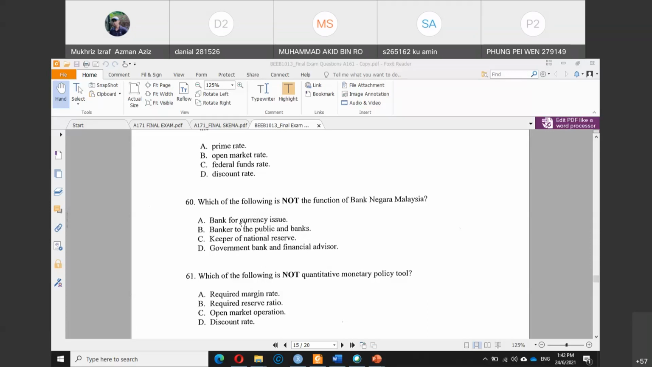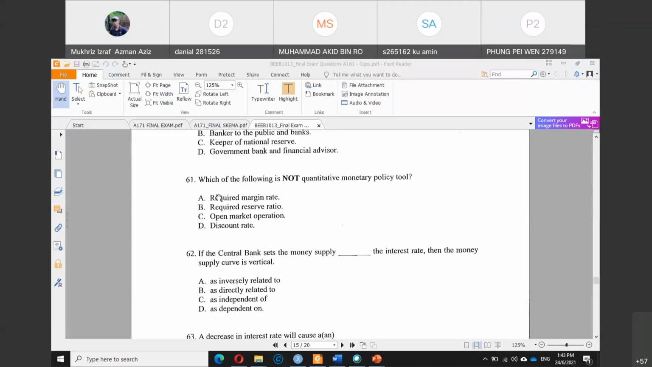Okay, so currency issuer is correct. National Reserve, the reserve for gold and reserve for currencies from other countries. Government bank and financial advisor. So B is commercial. Bank Negara Malaysia is not the banker to the public. We as the public don't get direct access to the central bank. So 60 should be B.